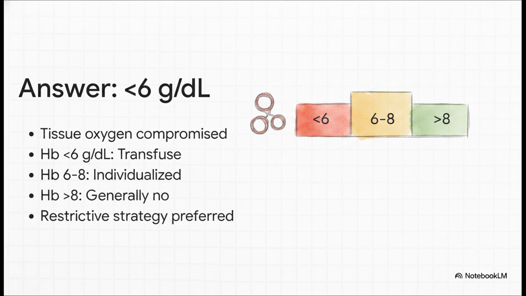Here are the pearls you need to know. Less than 6 usually indicates a transfusion. Between 6 and 8, it's an individualized decision based on the specific patient. Greater than 8, you generally do not transfuse. Ultimately, clinical status is way more important than the hemoglobin number alone, but restrictive transfusion strategies are widely preferred.